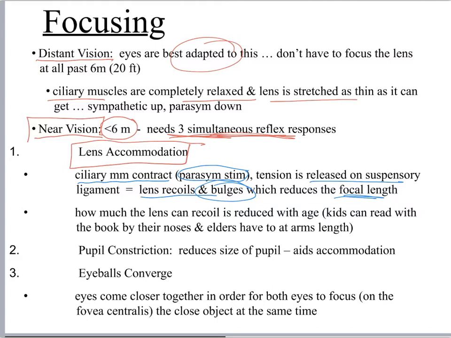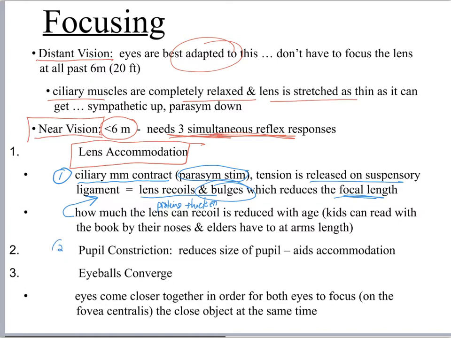One of the things that's interesting, and this should be a bullet point underneath here, is that as we age, the proteins in our lens thicken. As they thicken, it becomes much harder for them to bulge and unbulge. With age, your ability to focus on things that are close to your eyes is reduced because of this thickened lens that can't accommodate very well anymore. So the first thing that you need to do is lens accommodation.